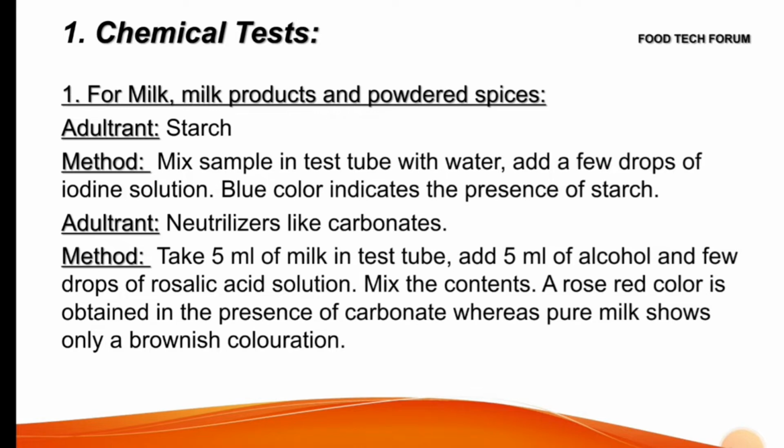So next adulterant is neutralizers like carbonates. The method to detect it is simply we have to take 5 ml of milk in a test tube. Then we have to add 5 ml of alcohol and a few drops of rosolic acid solution. After mixing all these things, if any rose red color is formed, that means it contains carbonates. Because pure milk shows only brownish coloration.